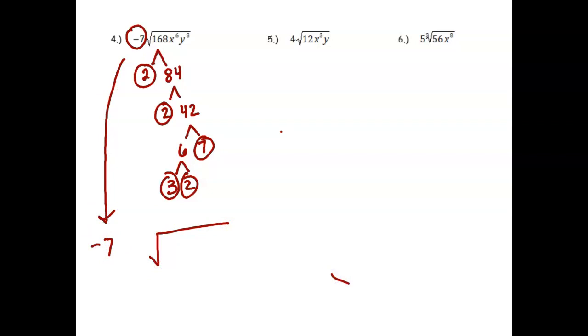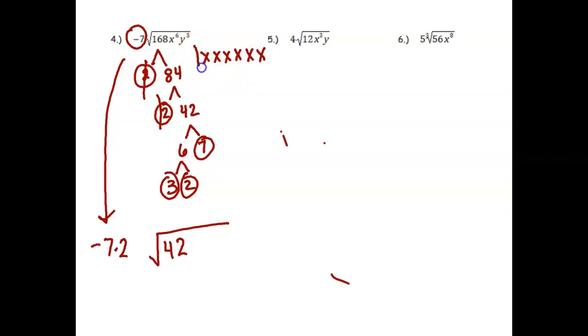Now our index is 2, so we're looking for our doubles. So I've got one set of double 2's. All right, what's left over would be 3 times 2 times 7, which would be 42. So 42 would go on the inside. Okay, and then for our variables, we've got x to the 6th.